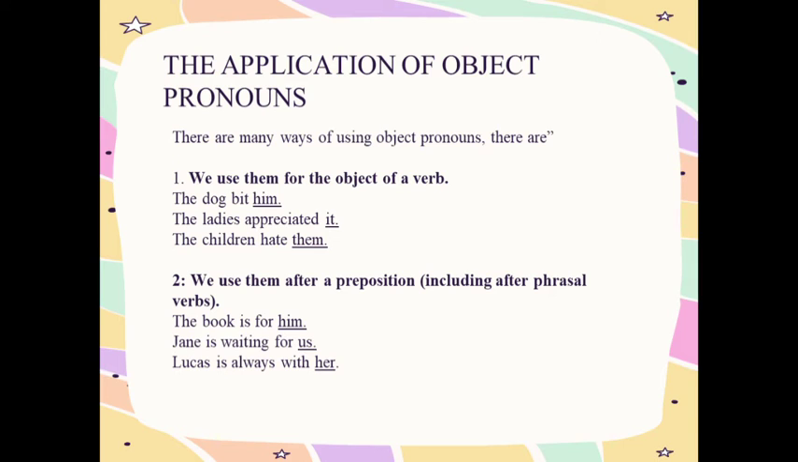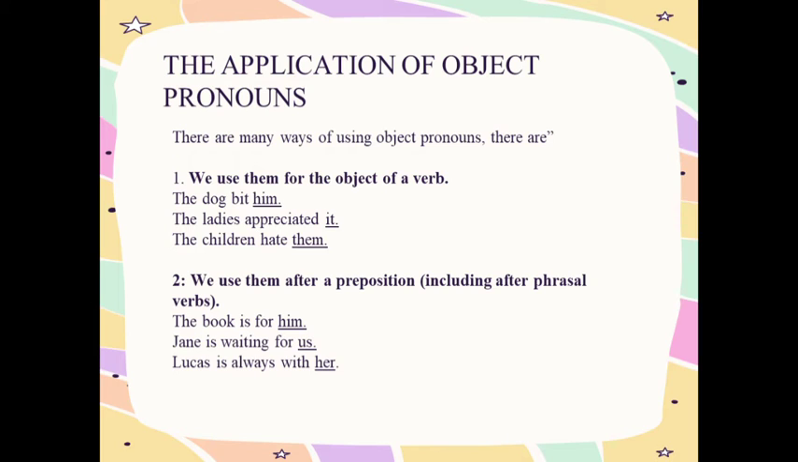First, the dog bit him. The dog is the subject while him is the object. The second one, we have the ladies appreciated it. The ladies are the subject of the sentence while it is the object. Lastly, we have the children hate them. The children are the subject while them is the object.